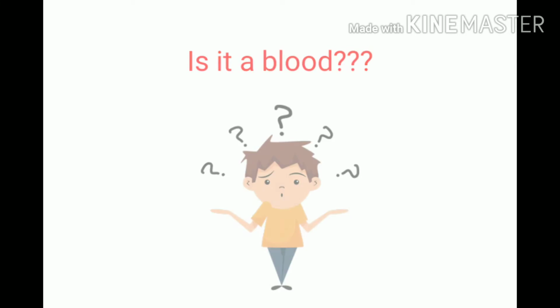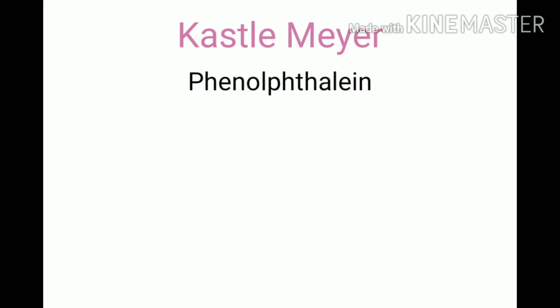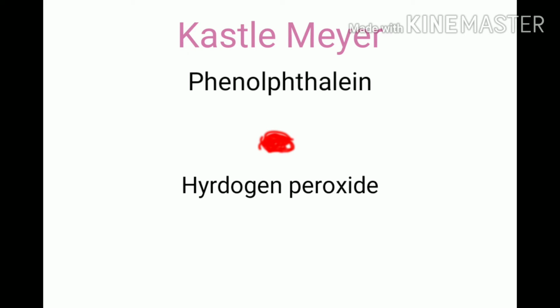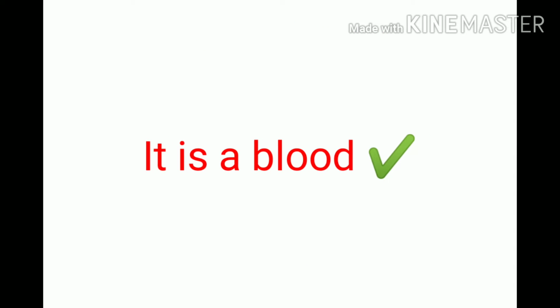First, is it blood? There are presumptive tests that may be used to determine if the stain is really blood: the Kastle-Meyer, leukomalachite green, and luminol. In Kastle-Meyer, a solution of phenolphthalein is applied to the suspected blood stain, followed by hydrogen peroxide. If a bright pink color is produced, then it is blood.